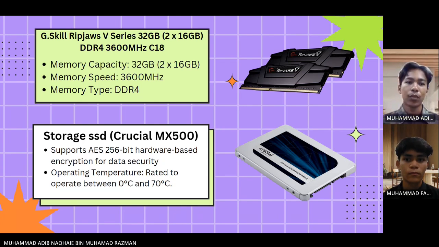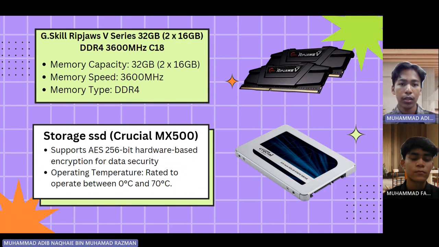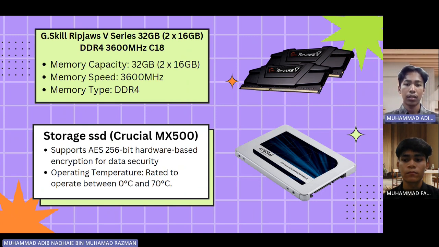Next, we use G-Skill Jaws V series 32GB DDR4. The specification, the memory capacity is 32GB, and the memory speed 3060 MHz, and memory type DDR4. And for storage, we use SSD Crucial MX500. It supports AES 256-bit hardware-based encryption for data security, and operating temperature rated to operate between 0 Celsius and 70 Celsius.